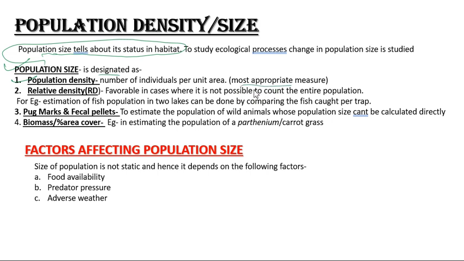Okay, but just think yourself: is it possible to know how many fishes are there in a pond, or how many fishes are there in the river Ganga? No, it's not possible. So how can we estimate what the population of fish in the river is? In cases where it is impossible, or humongous, to find the exact population size by counting the total number of heads, we consider the relative density.